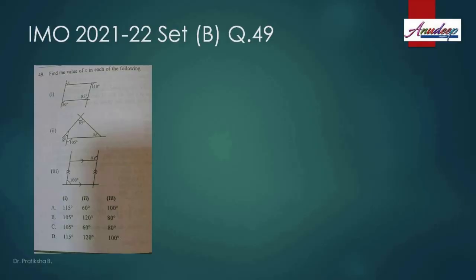So far, we have discussed two different kinds of problems from the IMO test exam. Now you see another problem on the screen. Here, you need to figure out the value of x. So you need to identify the angle x shown in the figure. I want you to attempt this question and you can write the answer in the comment box. You can take help of the tricks that I have suggested. Also, you can use the concept of parallel lines.